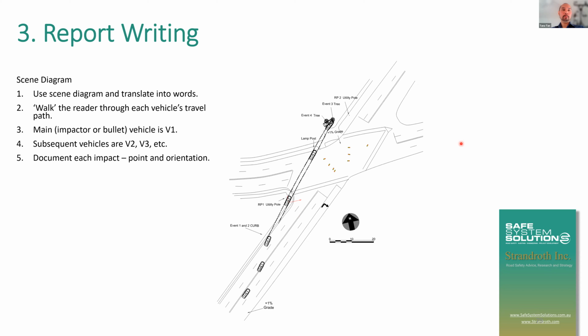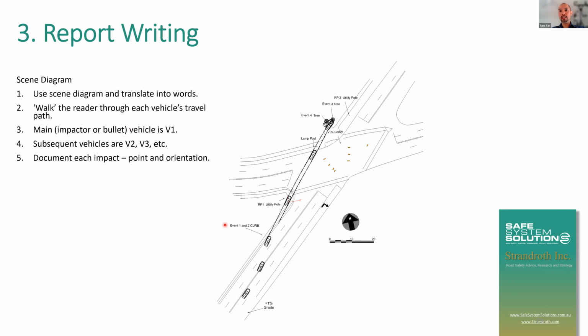The main vehicle, or what we call the impact side vehicle, is usually V1. I know we had a discussion about this before. You can mix V1 and V2 around; there's no convention that says you have to have this as V1, but I prefer to. Then subsequent vehicles are V2, V3, V4, and so on. Pedestrians, as a great question came up, are P1, P2, P3, and so on. And don't forget, you want to document each and every single impact, the point as well as the direction.